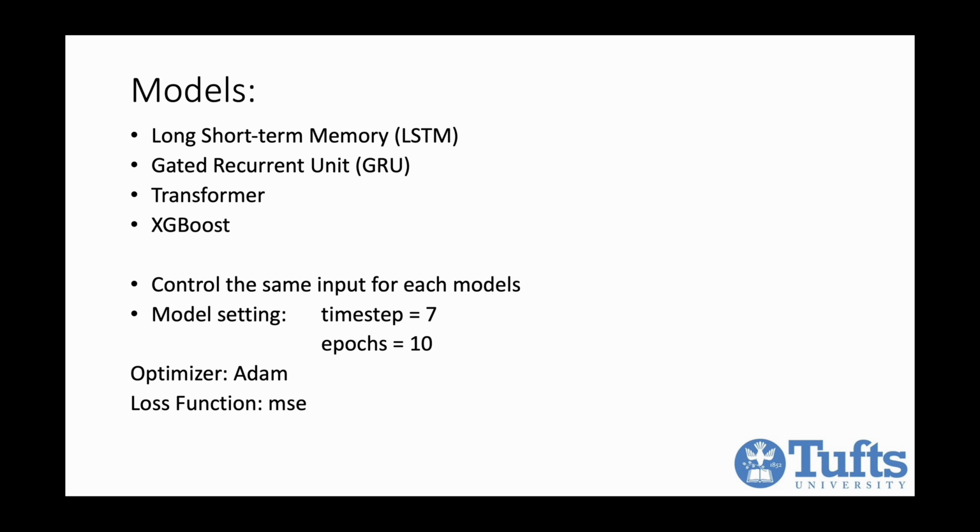Here I found using the time step equals to 7 has a better result than others, and the epochs is equal to 10 for each model. I also used the Adam as the optimizer and the loss function MSE for all models. And Adam is a modified version of stochastic gradient descent, and it is actually a standard optimization problem that we need to find the parameters to minimize the loss function.